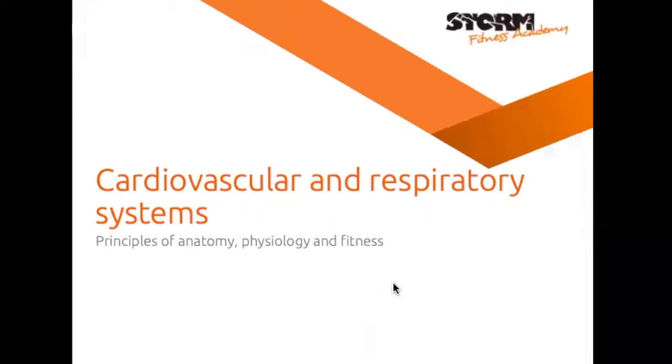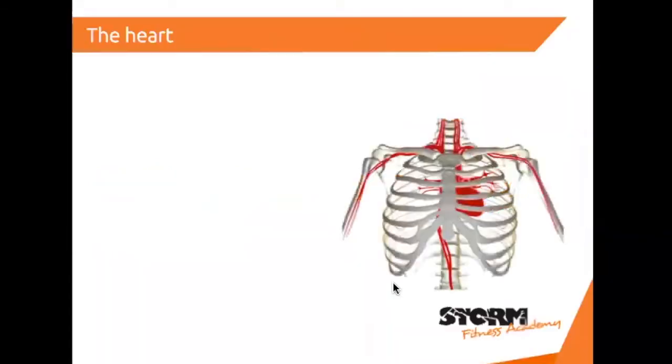Okay, let's move on to cardiovascular and respiratory systems. Starting with the heart, so you can see straight away the heart is found in the center of the chest, isn't it? But it's just left of center. So remember that, just left of center. And this area here, we refer to that as a thoracic cavity. So it's the space behind the sternum and the ribs.